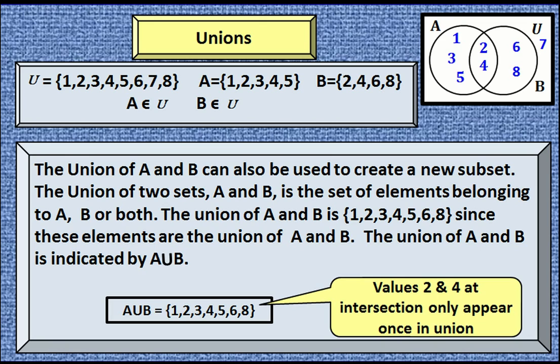The union of A and B can also be used to create a new subset. The union of two sets, A and B, is the set of elements belonging to A, B, or both. The union of A and B is the elements 1, 2, 3, 4, 5, 6, and 8, since these elements are the union of A and B. The union of A and B is indicated by A union symbol B. Values 2 and 4 at the intersection only appear once in the union and shouldn't be duplicated.